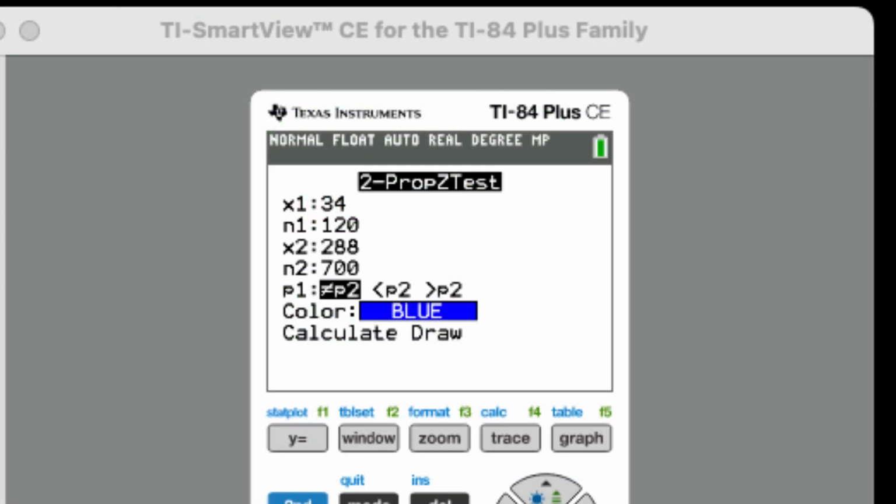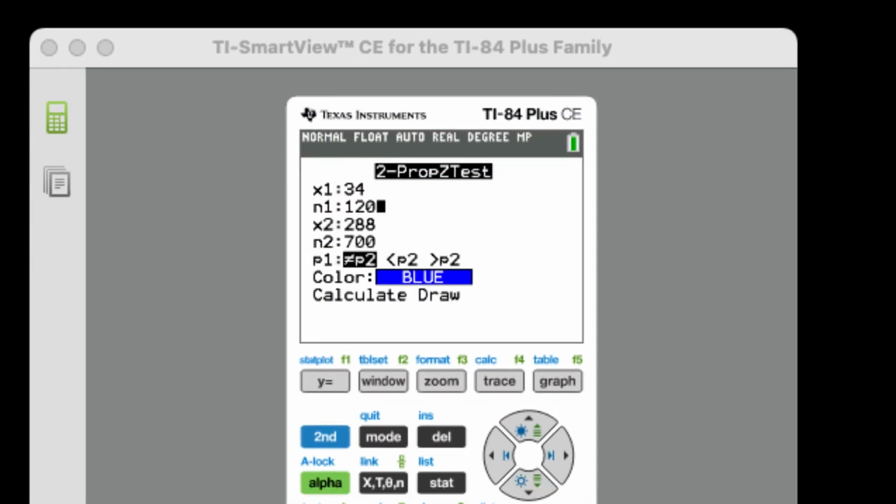Okay. So now let's enter, ladies and gentlemen, the second sample information. What is X2? 50. What is N2? 200. What kind of test is this? So make sure your inequality points to the right. You guys see that there? Is it pointing to the right now? All right. Hit calculate and look for the p-value.